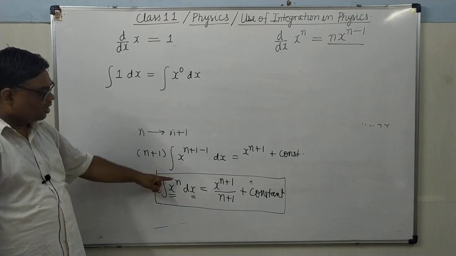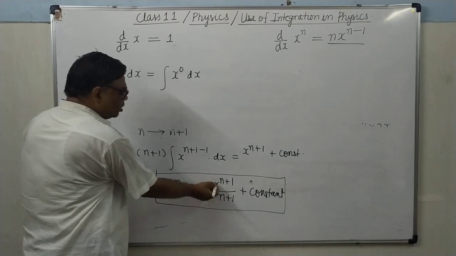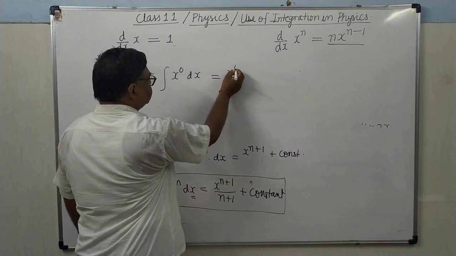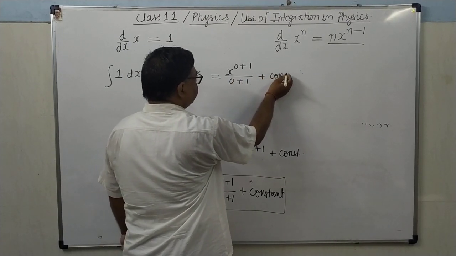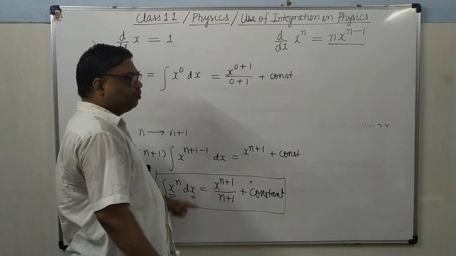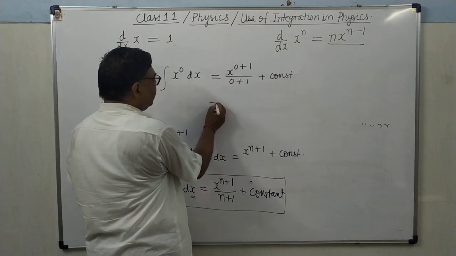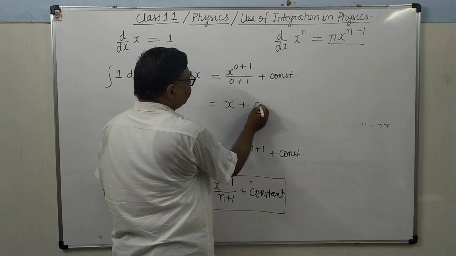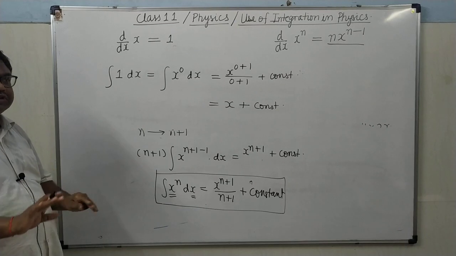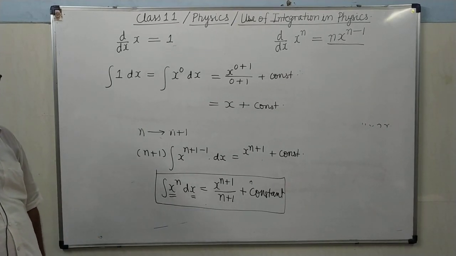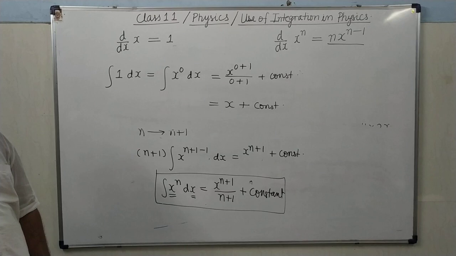What is the value of n? n is 0 here. So you put x to the power 0 plus 1 upon 0 plus 1, plus constant. When you simplify, x to the power 1 upon 1 equals x plus constant. Is it clear? Means integral 1 dx equals x. You simply remember integral 1 dx equals x. For a moment we will forget the constant because we will do questions on definite integration. So integral 1 dx equals x.